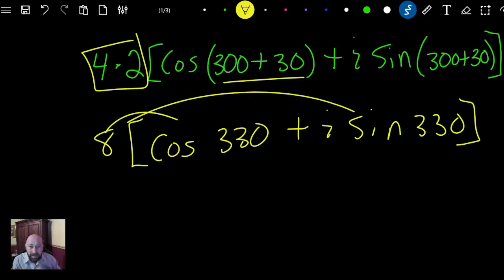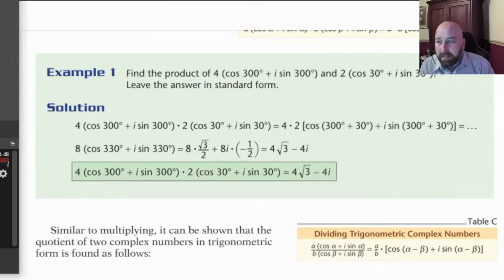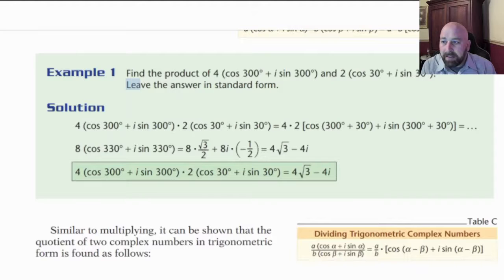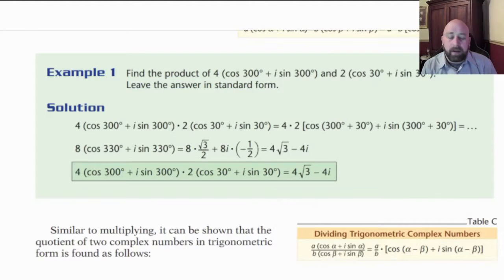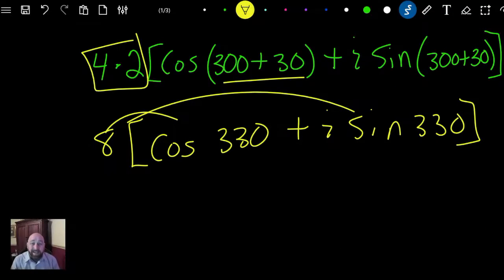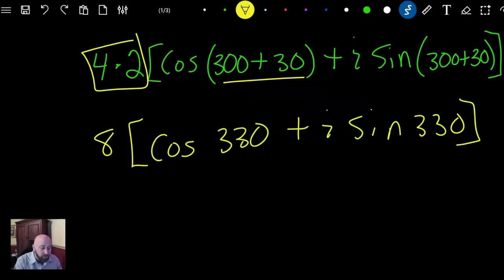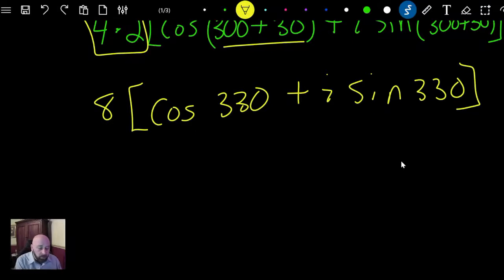But let's look back at the book and see what it says to us. It says right here to leave the answer in standard form. How dare they treat us that way, right? Oh man, so what do we have to do? We have to come back over here and put this into standard form. So how are we going to do that? Well, I would go ahead and distribute this, and I can distribute it just by erasing a little bit here, making some room. So we'll call that plus 8. And so we put the 8 to both of these.